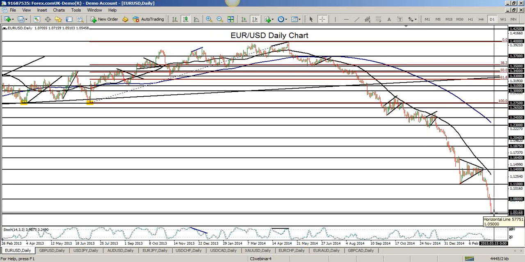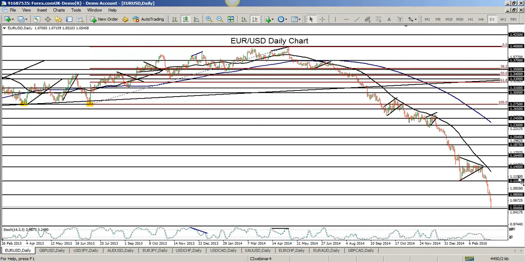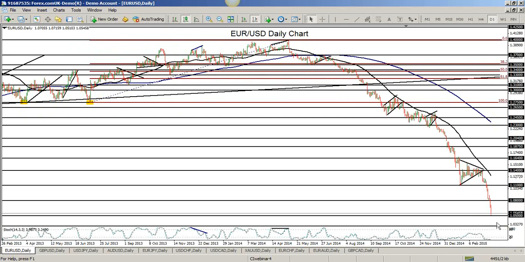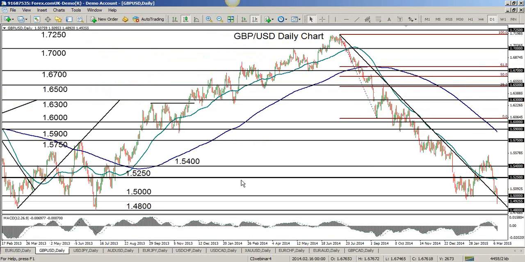Now, what's the target? Everyone's talking about parity. Sure, why not? Parity on Eurodollar. I haven't thought that far ahead yet because these targets have been hit so quickly. I was expecting it to take a little bit longer to hit these targets, but it hit them. And now it looks like we may be going towards parity, which is 1-to-1 on Eurodollar. Pound dollar, also a remarkable move.